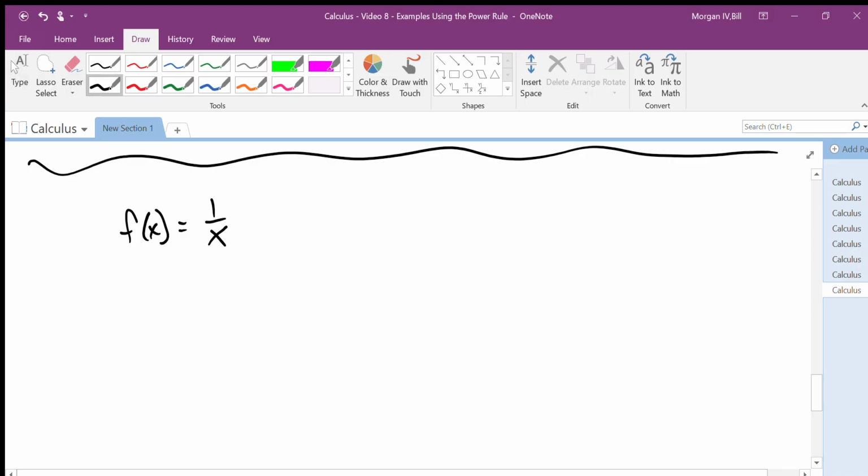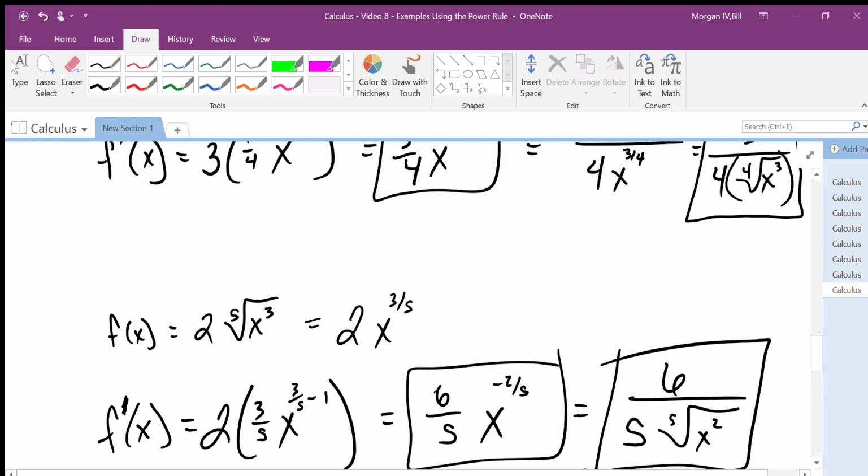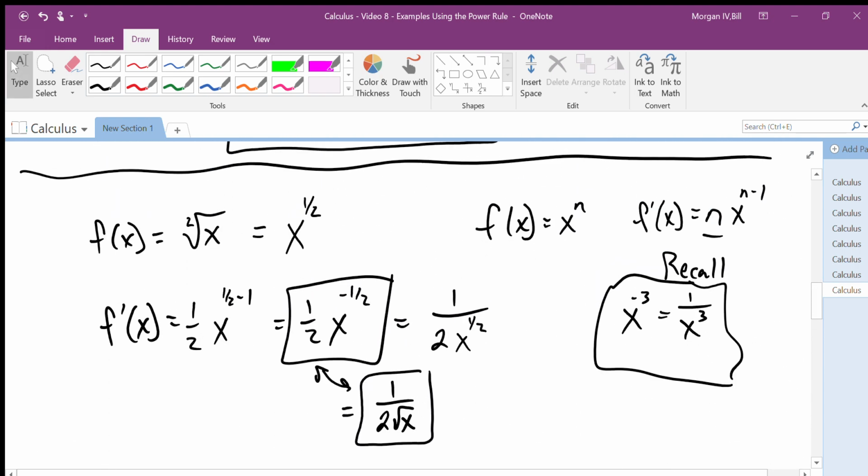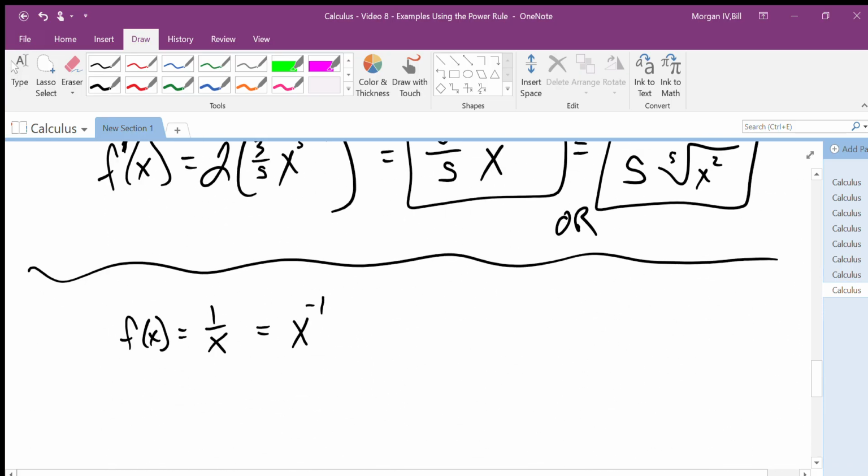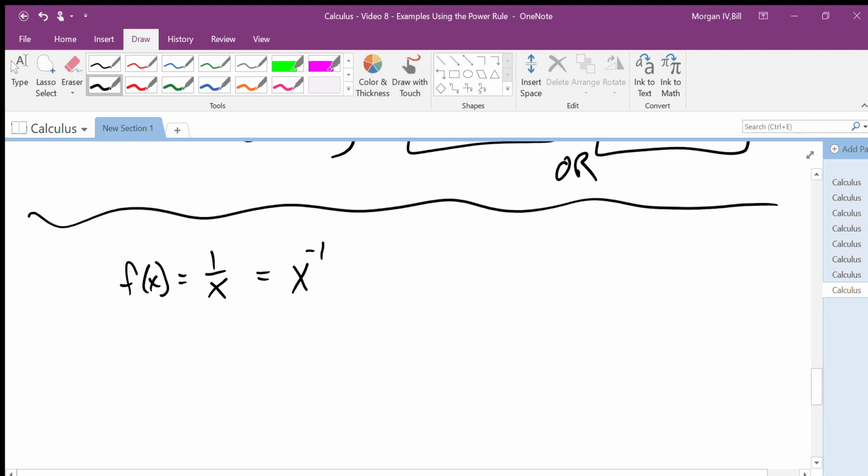Again, before you take the derivative here, what you want to do is rewrite that, in this case, x to the negative 1. It's kind of like the opposite of what we did back up here, where we had x to the negative 3rd. X to the negative 3rd is equal to 1 over x to the 3rd. We could take 1 over x to the 3rd and rewrite that as x to the negative 3rd. So 1 over x, same thing as x to the negative 1. And now we just take the derivative.